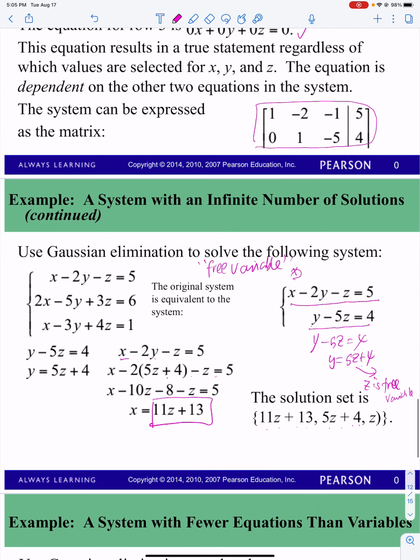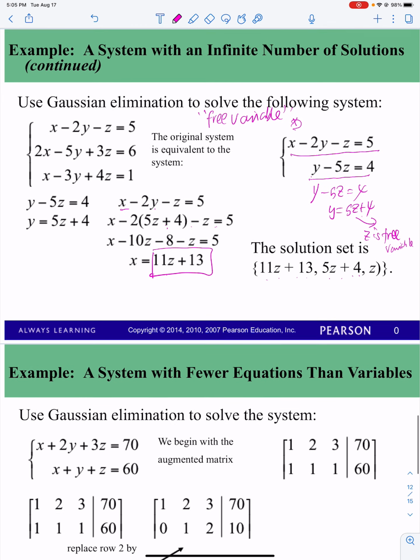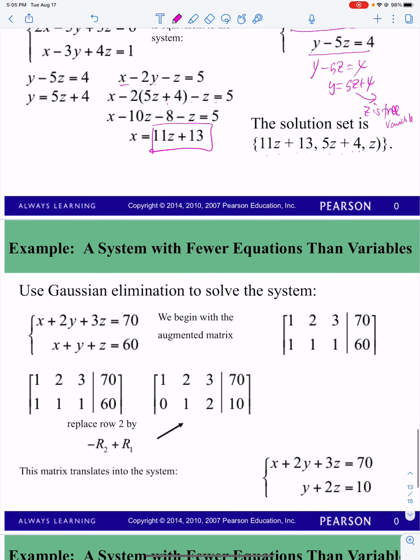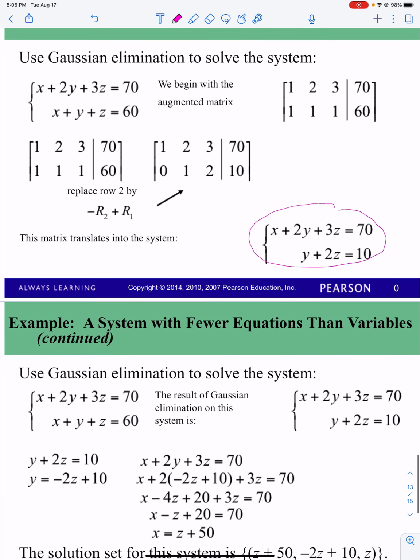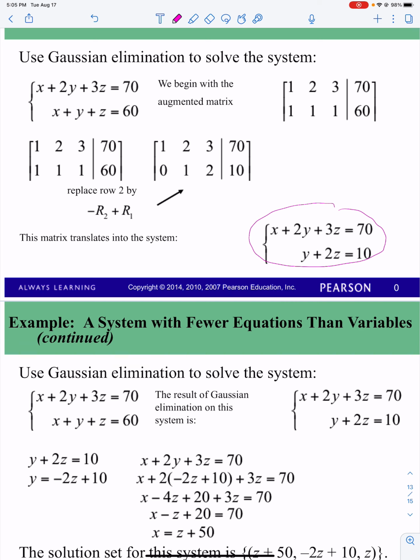So z is this one. Another example is a system with fewer equations than variables. When a system has fewer equations than variables, what should we do? You will definitely have a free variable. You will definitely have infinitely many solutions.